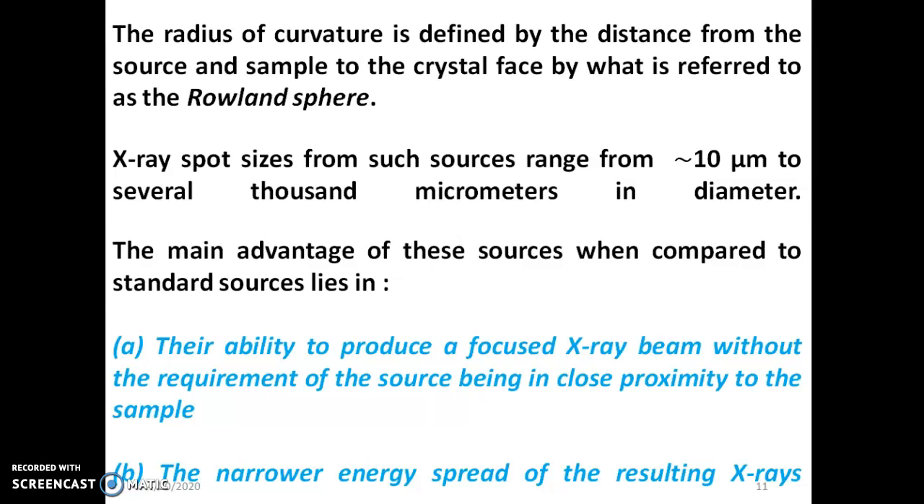So the main advantage of this monochromated source, when we compare it with the standard source, is their ability to produce a focused X-ray beam without the requirement of the source being in close proximity to the sample, and a narrower energy spread of the resulting X-ray. Due to that, in XPS, whatever standard source is used, the standard source is also accompanied with the monochromated source, and both these assemblies are used for generation of X-ray.